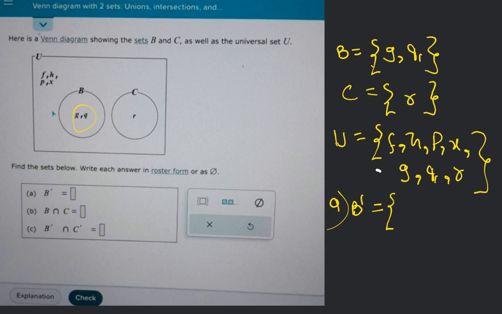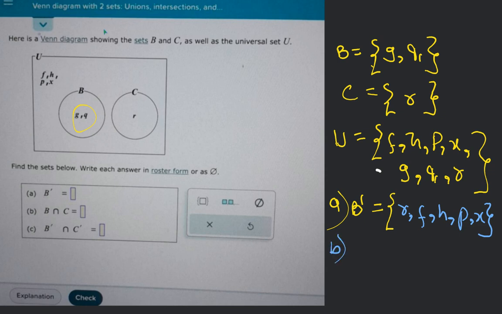Okay, shall we move further then? Yes. So the elements which are not there in B: as we can see, apart from G and Q, all the elements that are there are not in B. So we can write F, H, P, X. Yes, that's good. So you know the answer. Shall we move to the B part?